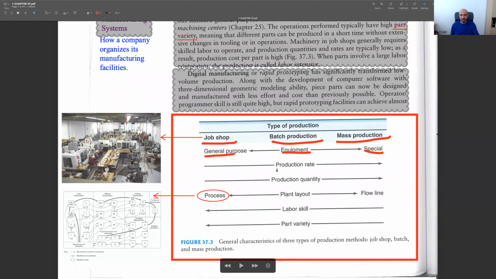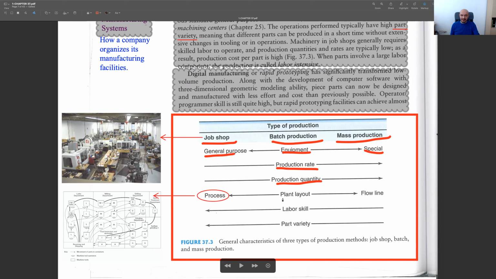So production rate is obvious. With mass production, as the name implies, we can produce masses in shorter times, but the production rate of job shop manufacturing systems is very low. We can produce small numbers in a day. And production quantity is obviously related to the production rate. Production quantity gives you the number of products you are producing, and production rate is the number of products you are producing per unit time. So they are highly related, and we have the same reasoning for these two.